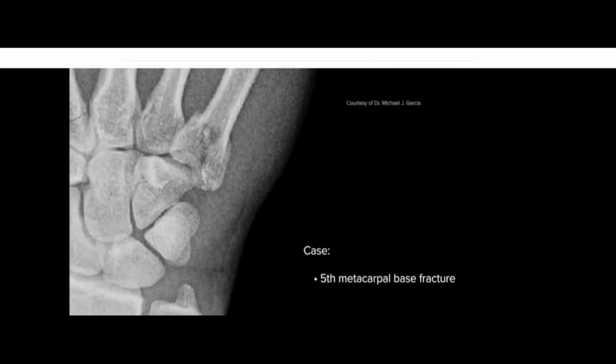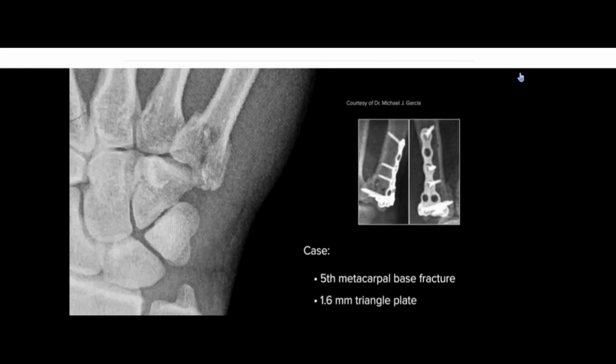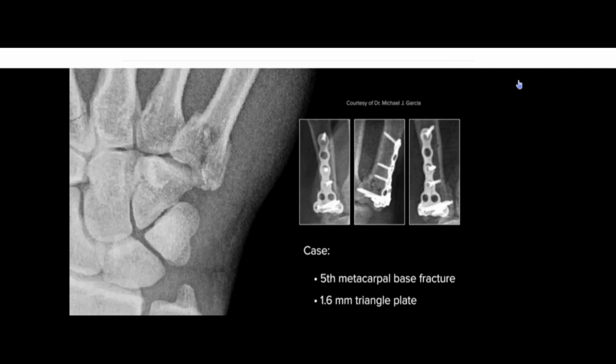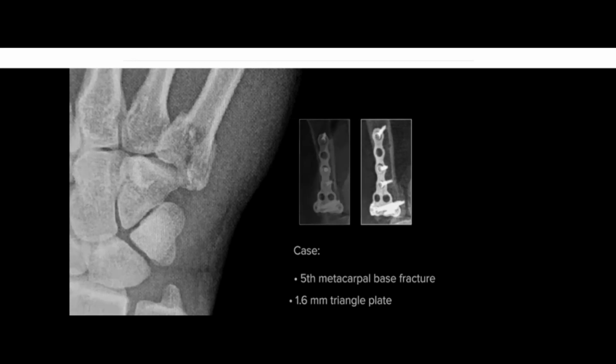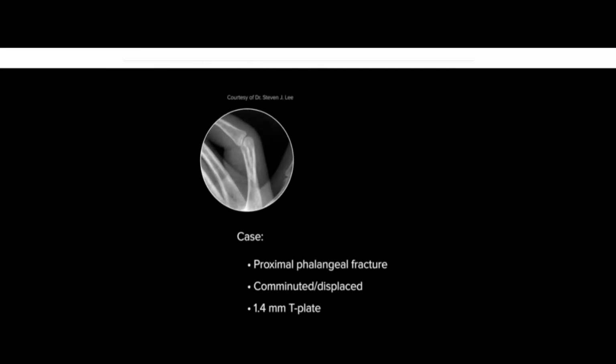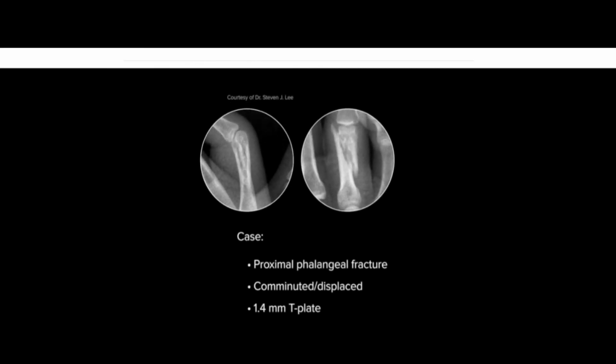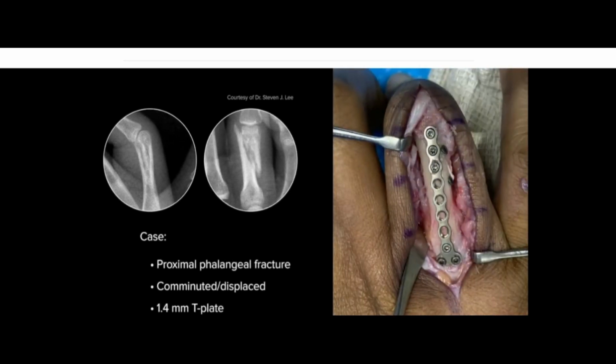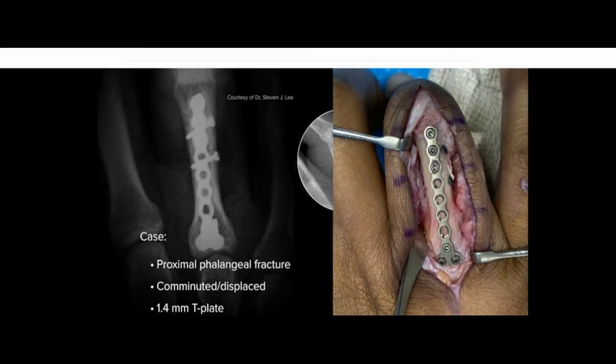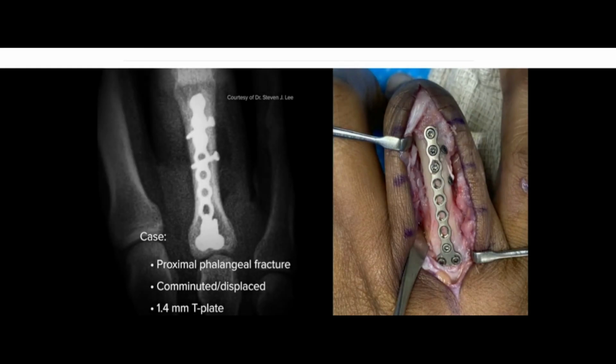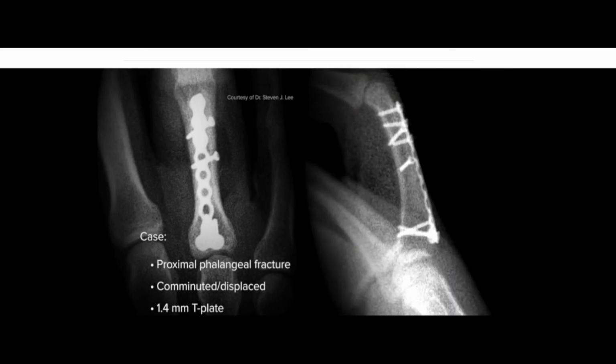On this 5th metacarpal fracture, the base is split into 2 intra-articular fragments. A 1.6 millimeter triangular plate is used to reduce the fragments. Close attention needs to be paid to proper reduction of the articular surface before committing to the final fixation. For comminuted displaced fractures, as on this proximal phalanx, open reduction and internal fixation may be obtained using a T-plate combined with lag screws positioned out of the plate. The lag screws are placed perpendicular to the fracture line, while the plate acts to neutralize the deforming forces.